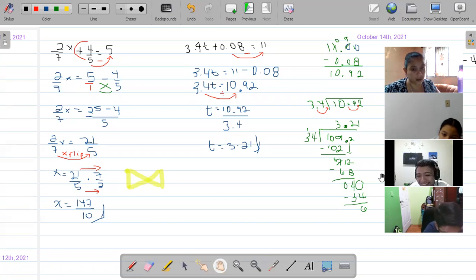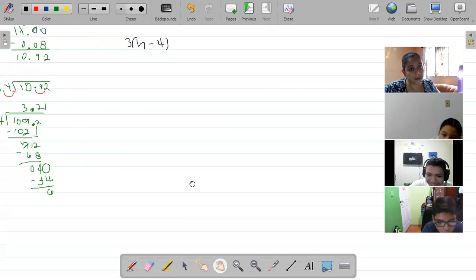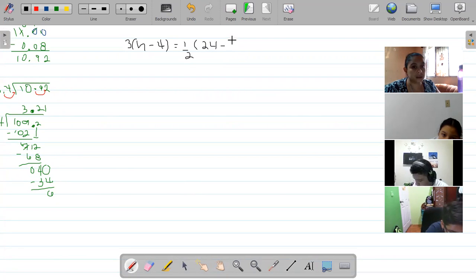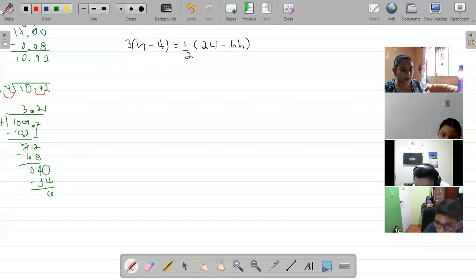Thank you, Miss. Okay. This will be the last exercise that we will be doing probably because they take a long time to solve. So 3 times h minus 4 is equal to 1/2 parenthesis 24 minus 6. Okay. So what is the first step to do in here?